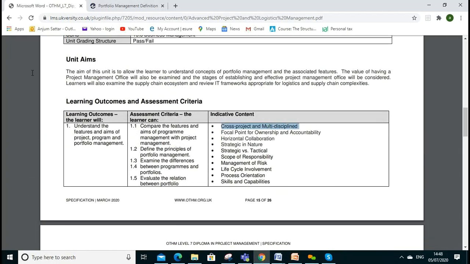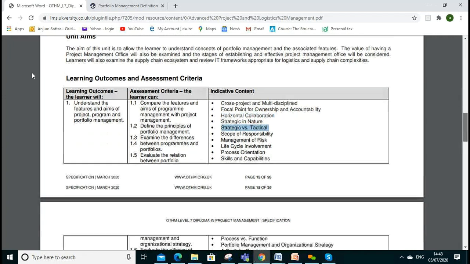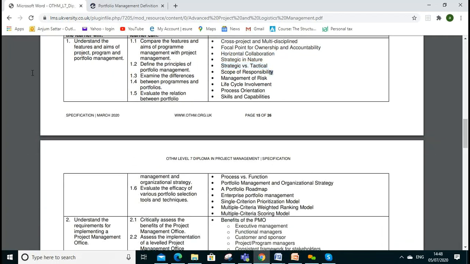We'll also evaluate the efficiencies and various product values. In the indicative content, we have cross-project and multidisciplinary teams, so we can set the team's focal point in the ownership and accountability in the portfolio and the project. Horizontal collaborations can be strategic in nature. Strategic means long term, strategic versus tactical. Tactical is day to day. Scope of responsibility: responsibility needs to be clear. And management of risk. Risk means the probability of something happening, so risk can be positive. How we manage risk, we'll discuss the risk register.